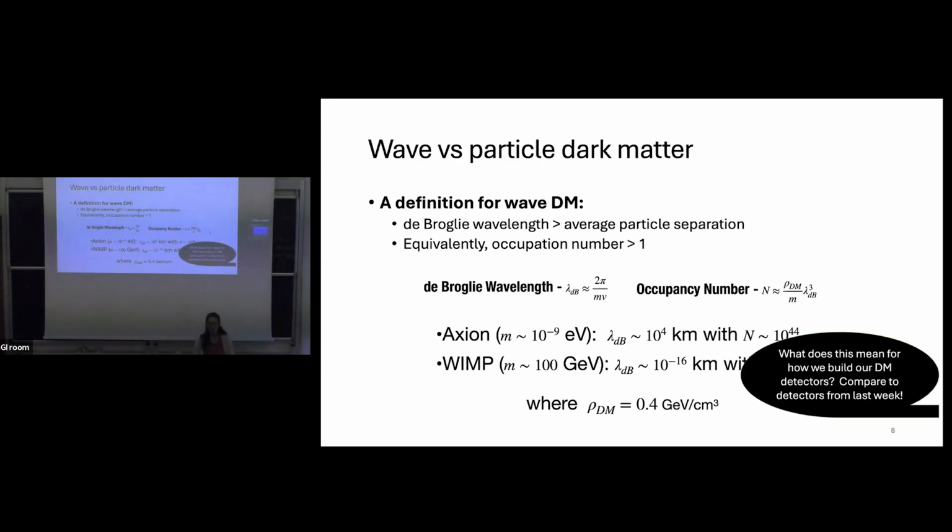Okay, so I'm going to pause here and ask, what does this actually mean for how we build our dark matter detectors? Can anybody give me any thoughts on this? What's going to look different? And you heard about this a little bit this morning, so I think y'all should have some idea.